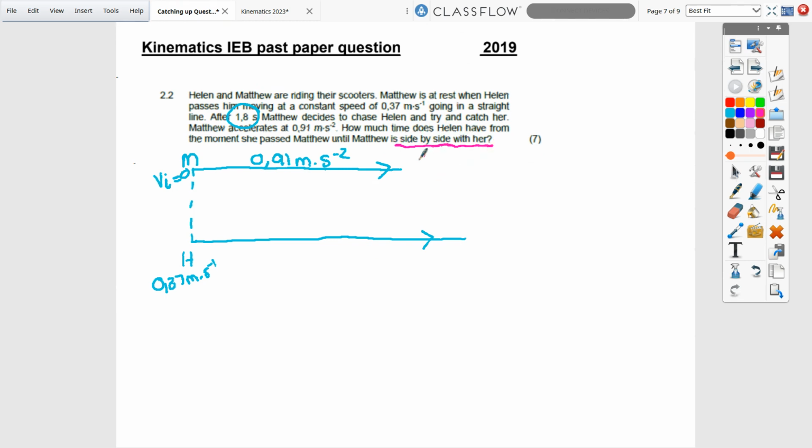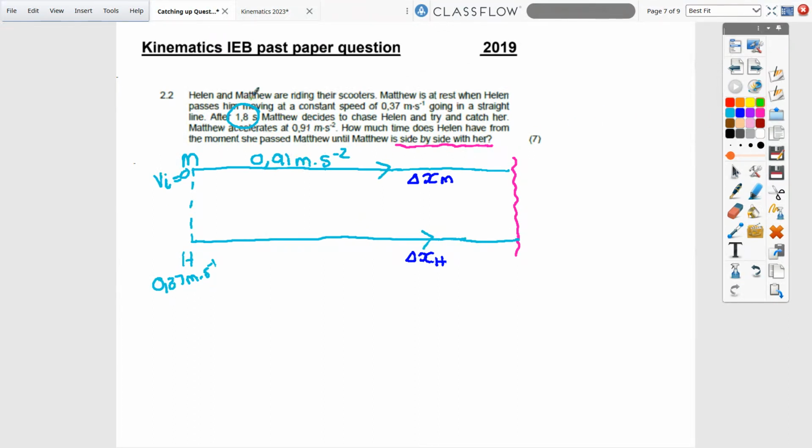So side by side means they would have traveled the exact same distance, because to get here side by side, it would mean that Matthew must travel all the way to that point and Helen must travel all the way to that point. So their delta x's or their s's would be exactly the same. So we know that delta x for Matthew must be equal to delta x for Helen. So that already helps. We always think about the time and the distance and think which one is the same. But now let's do the time while I'm talking about it.